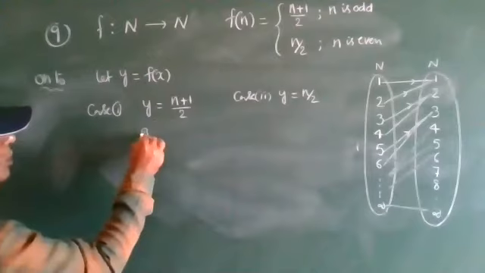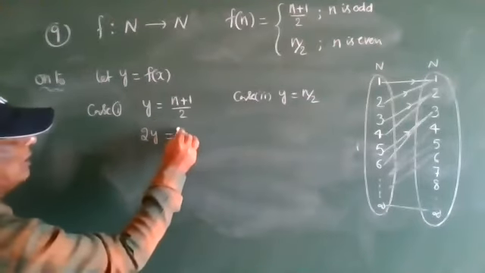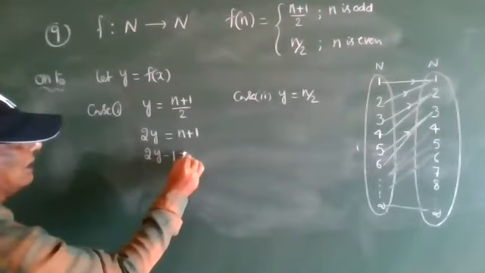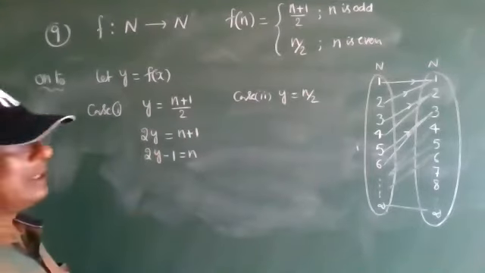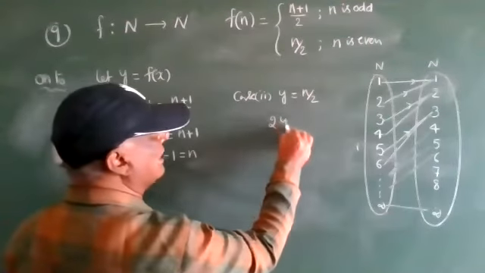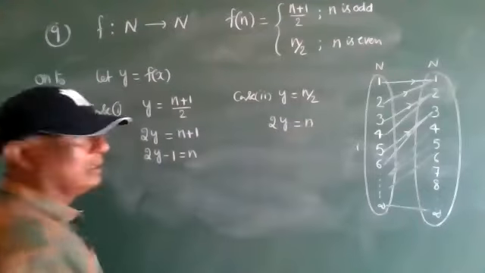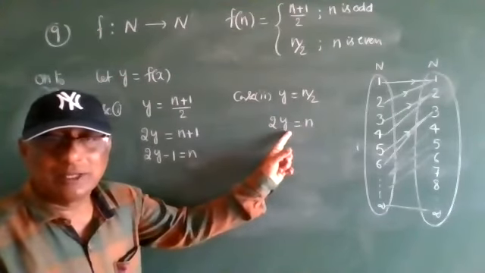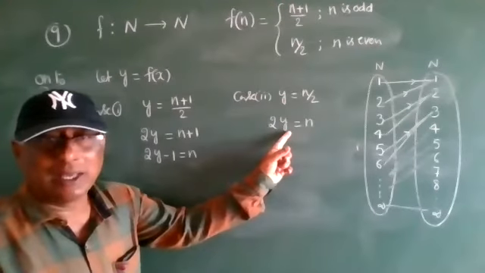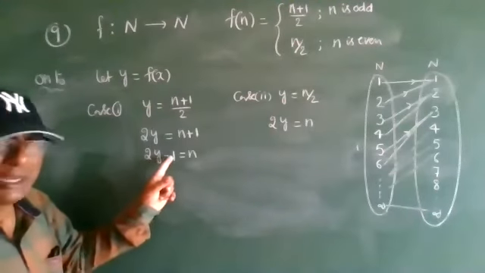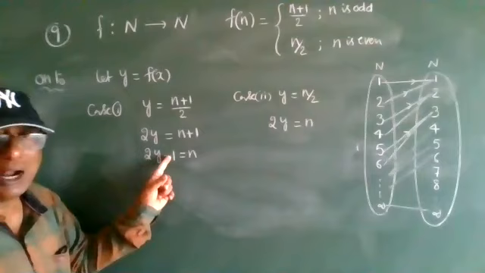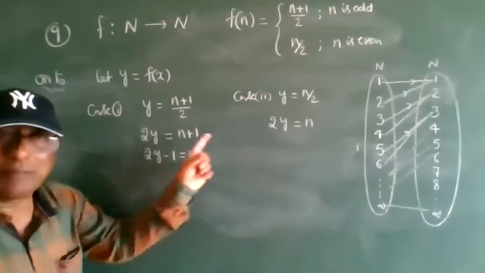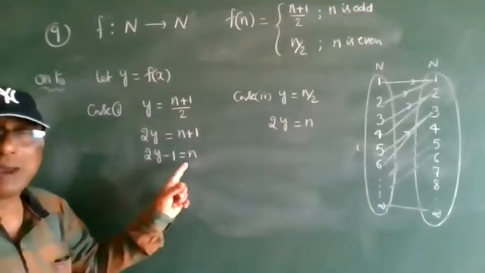So here 2y is equal to n plus 1, so 2y minus 1 is equal to n. Here 2y is equal to n. Any number multiplied by 2 gives even numbers, and even numbers have the mappings. 2y minus 1 gives the odd numbers. Odd numbers also have mapping. Even numbers also have mapping.